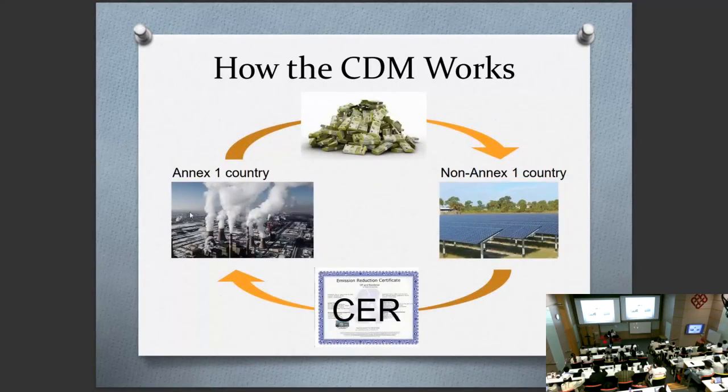So for a developed country, it could be very expensive to reduce their emissions. So they invest in the developing country, then some carbon dioxide emissions can be reduced. So it can generate some credits, some reduction credits, for the developed country. All right, so this is the CDM.